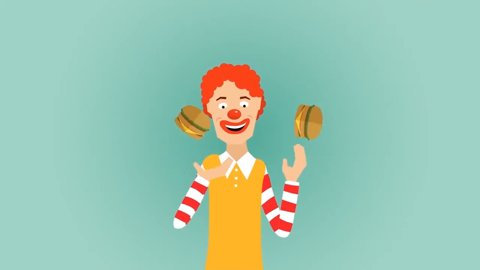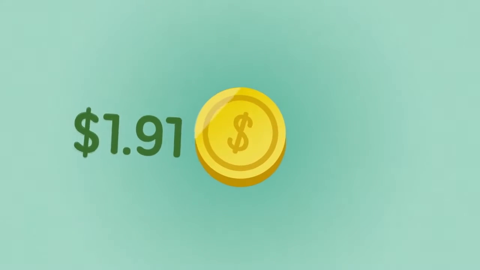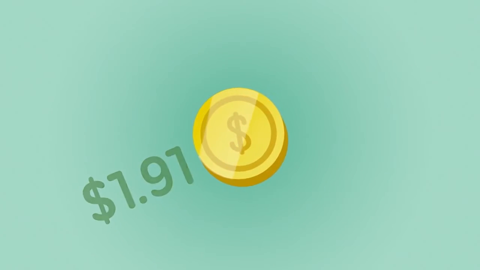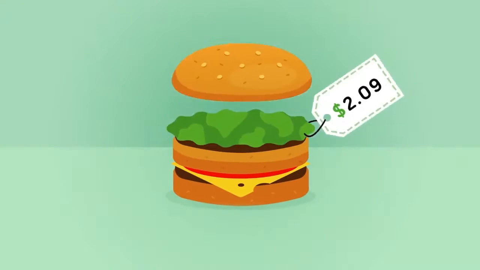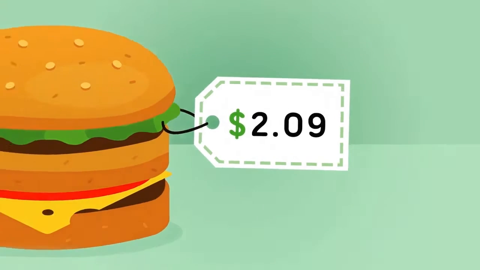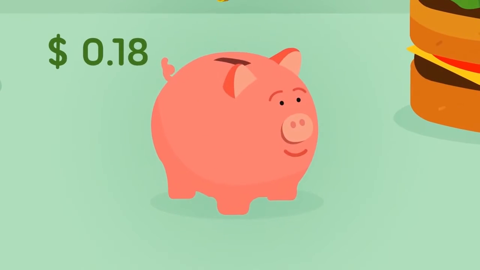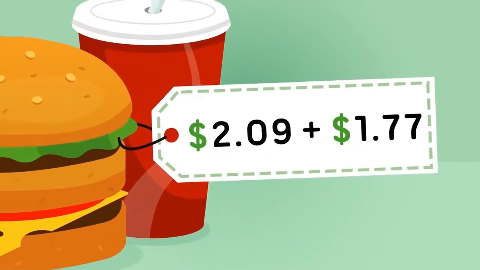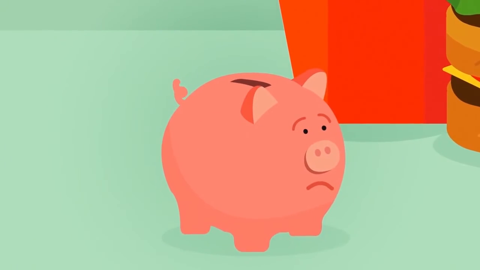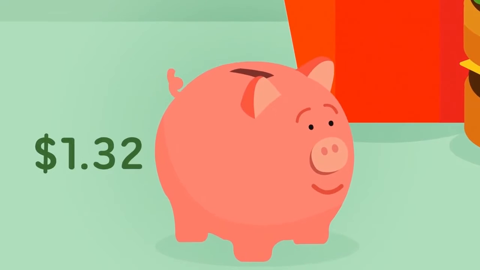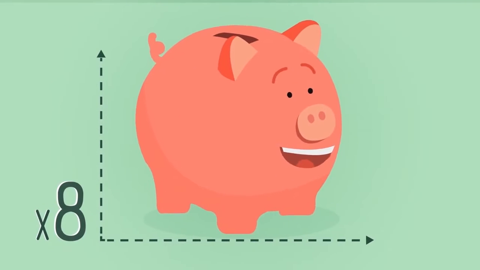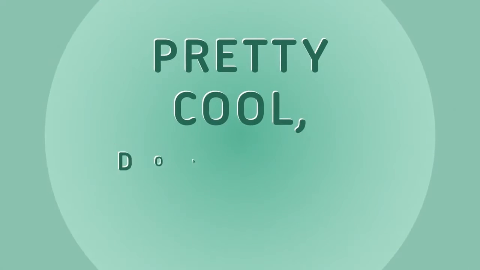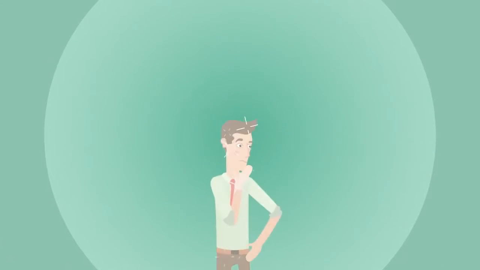Did you know that it costs McDonald's $1.91 in advertising just to get you into the drive-thru? And when they sell you a burger for $2.09, they're only actually making just 18 cents. But when they upsell you fries and a Coke for $1.77 more, they make, and more importantly, they keep, $1.32 profit. Yes, 8 times the profit of the initial sell. It's pretty cool, don't you think? But what does that have to do with you?